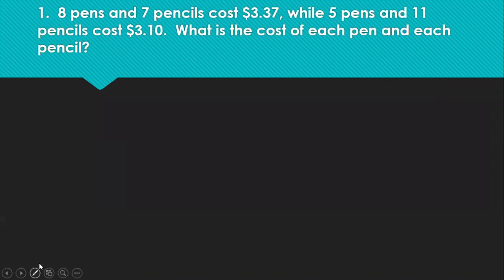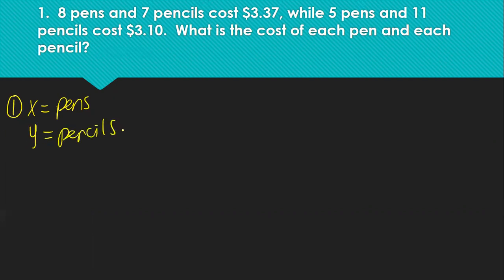So here we have probably a teacher who went shopping and got 8 pens and 7 pencils, cost $3.37, while 5 pens and 11 pencils cost $3.10. What is the cost of each pen and each pencil? So step 1 is to identify your X and Y variable. If we let X equal, what was the first item? X equals pens and Y equals pencils. Still with me? Identify your variables.